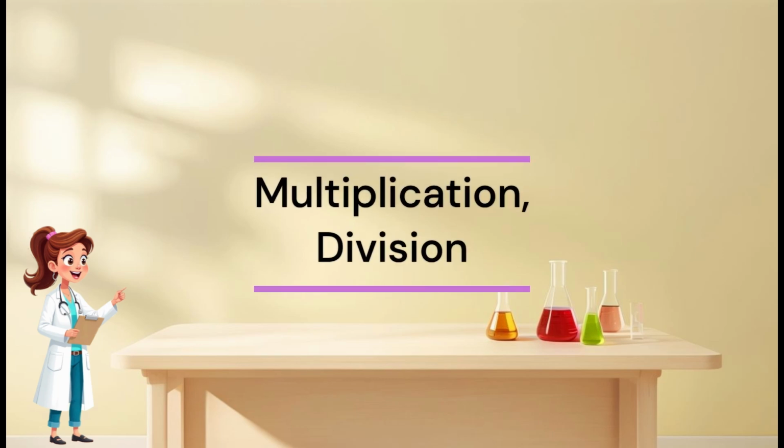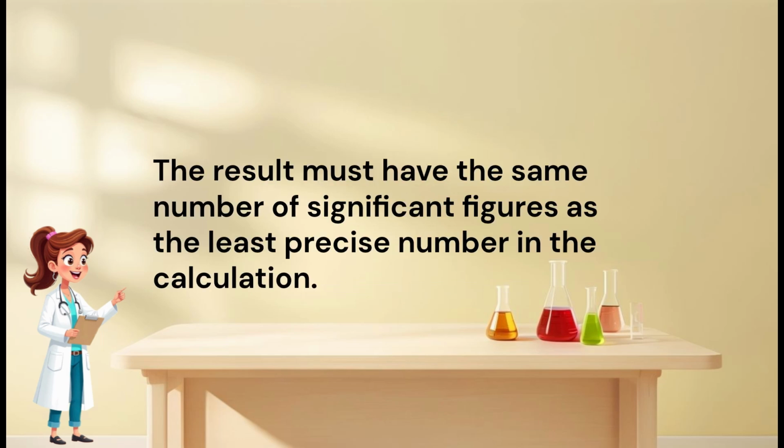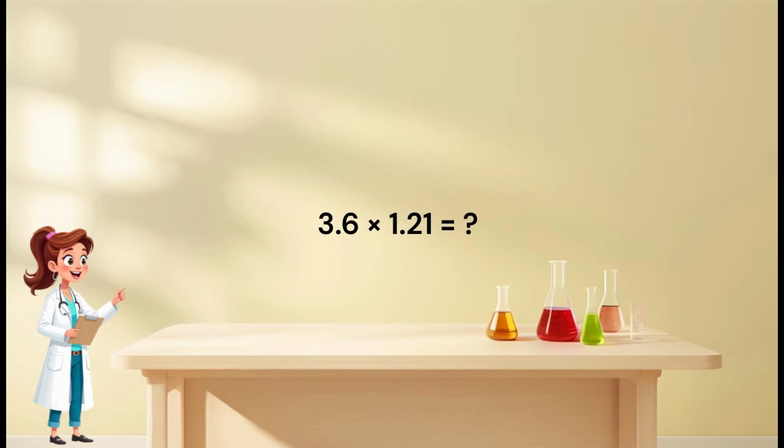Multiplication and division. In multiplication or division, the result must have the same number of significant figures as the least precise number in the calculation. Consider the following example. The first number has 2 significant figures, while the second has 3. The answer must have 2 significant figures, matching the least precise number.